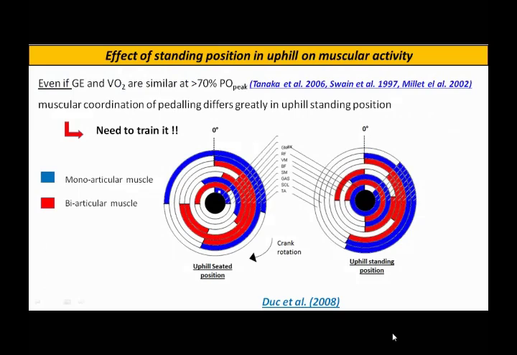So we have also shown that the muscular coordination during standing position is very different compared to cyclists pedaling in seated position. And this result indicates that cyclists must train in standing position if they want to be more efficient.